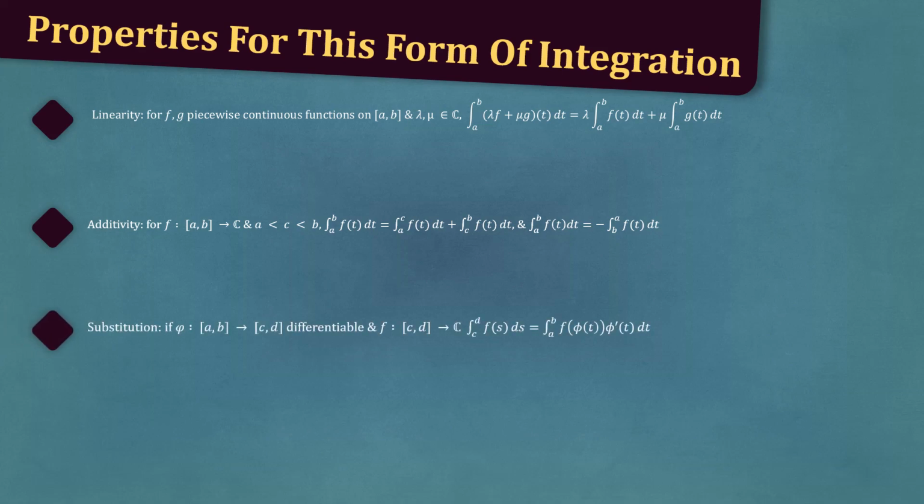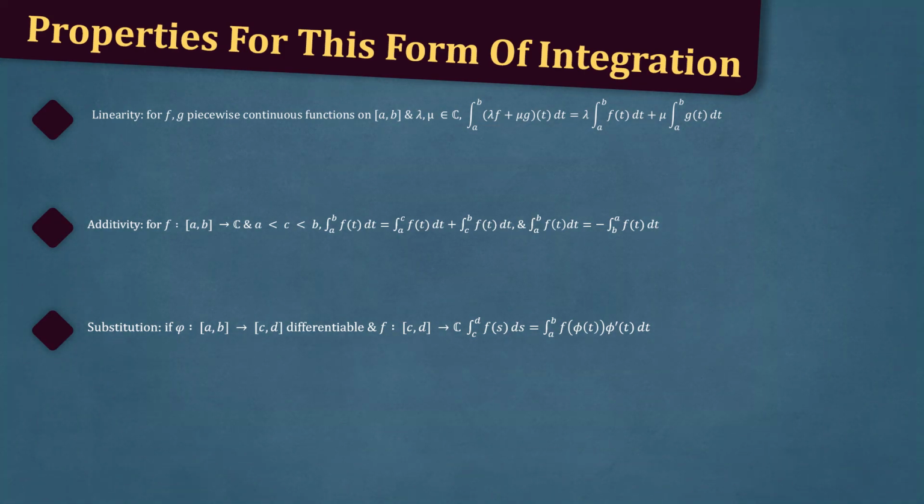We also have a substitution property, that is, if phi is a function from [a, b] to [c, d] and is differentiable, and f is a function from [c, d] to the complex numbers, then the integral from c to d of f(s) ds is equal to the integral from a to b of f(phi(t)) times phi'(t) dt.